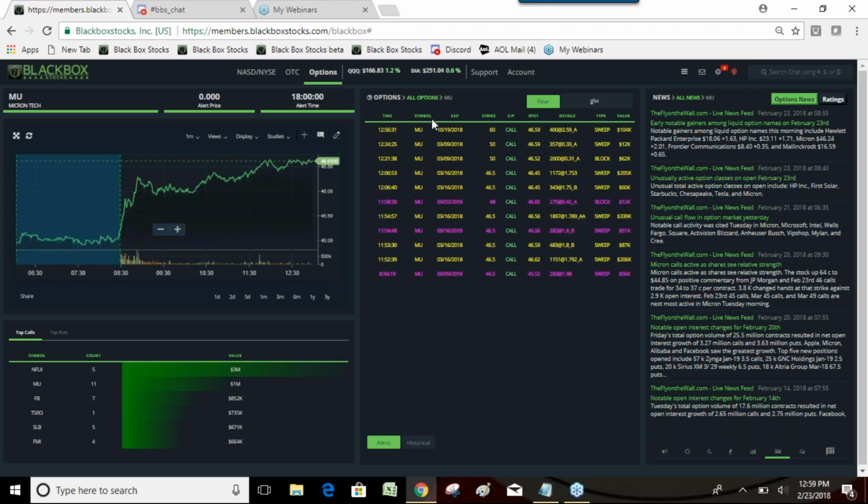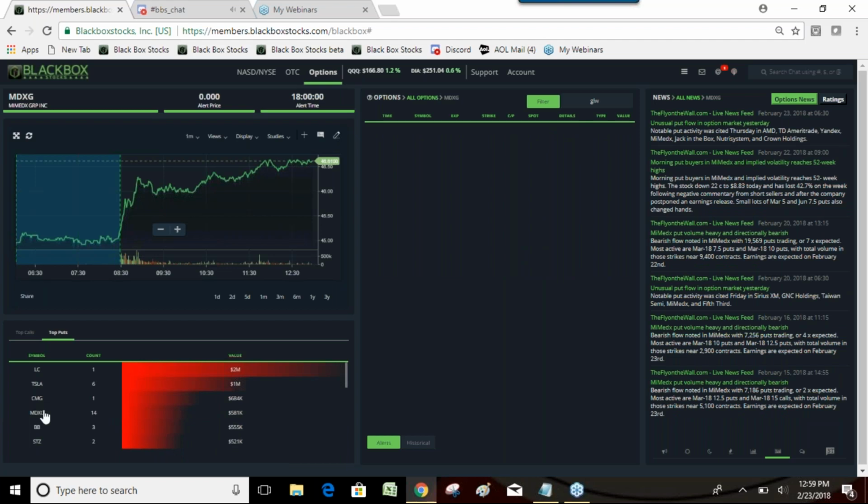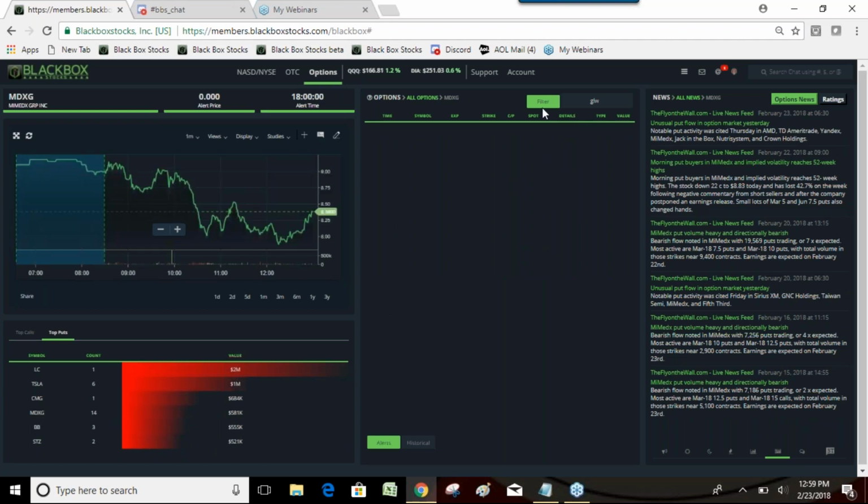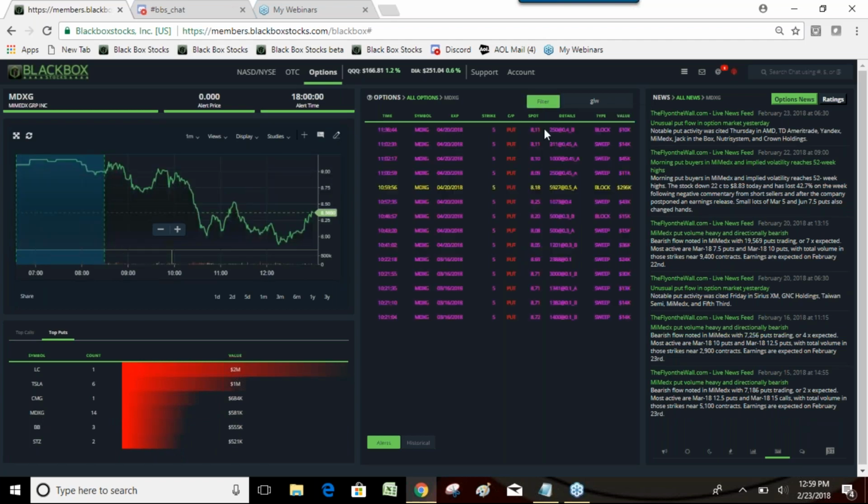Some above the ask. So right now, this is the top 20 defined by dollars, calls. Here's puts. MDXG. Haven't seen that today, haven't looked at it. Let's get the filter back on puts.